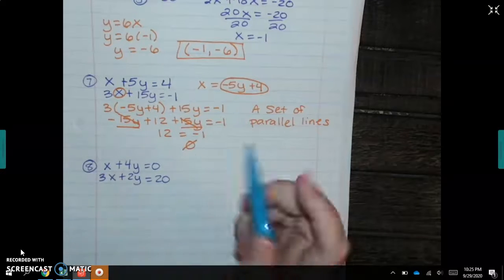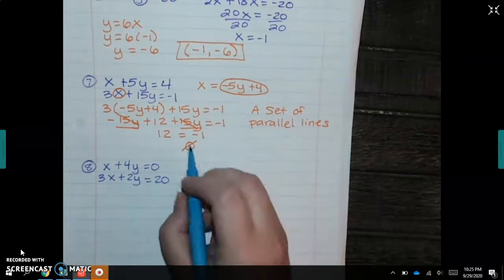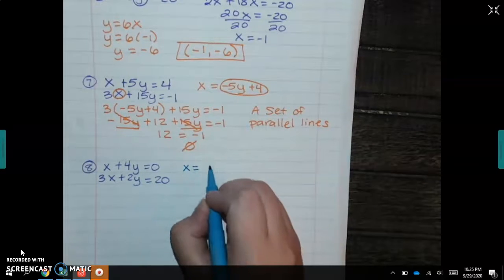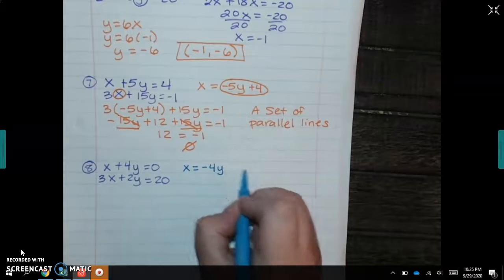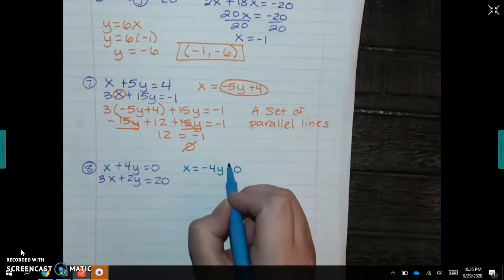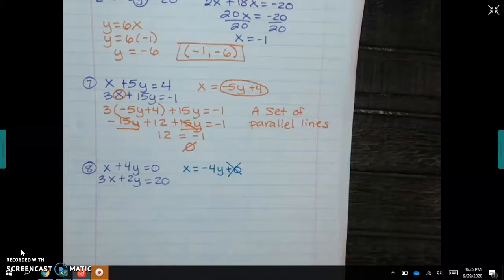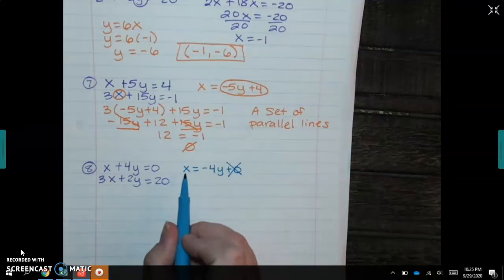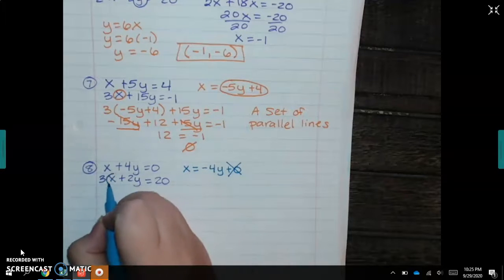Okay, so to get x by itself, we're going to subtract the 4y to the other side, which will give you x equals negative 4y plus 0. Let's keep in mind though that the plus 0 doesn't change its value, so you don't really need to put it, but you can if you so choose. I'm going to go ahead and get rid of it because plus 0 doesn't change anything, so it is not a necessary component.